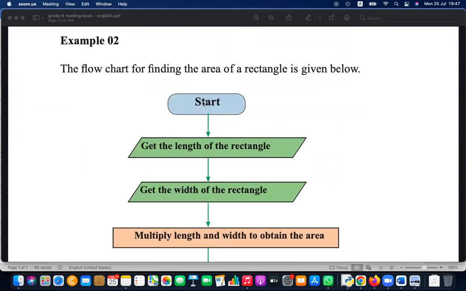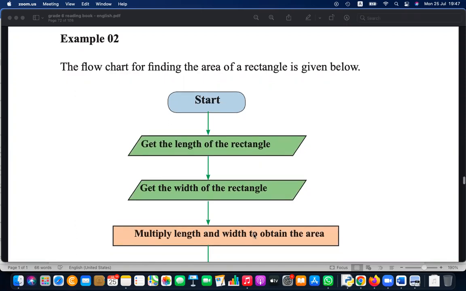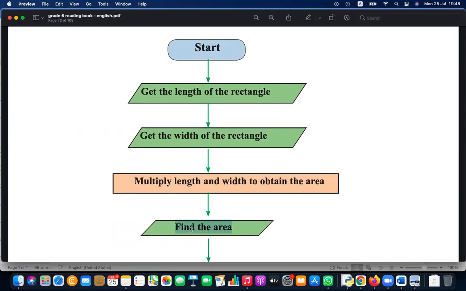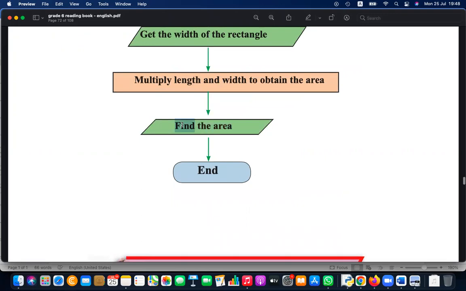Here, start. Get the length. Get the width. Both are inputs, therefore it uses a parallelogram. Then multiply length by width, find the area. That is a process. Then display the area. Display the area is output. Output is a parallelogram. End is an ellipse or rounded rectangle.